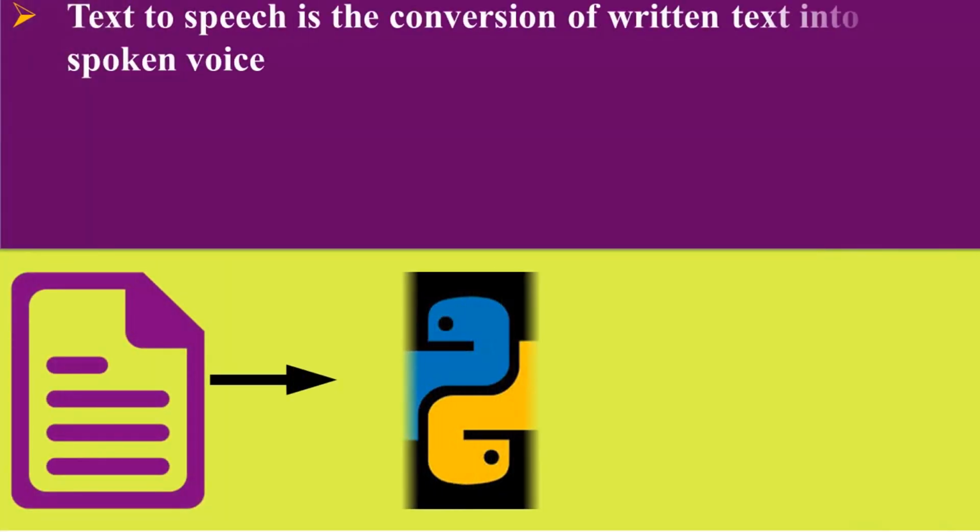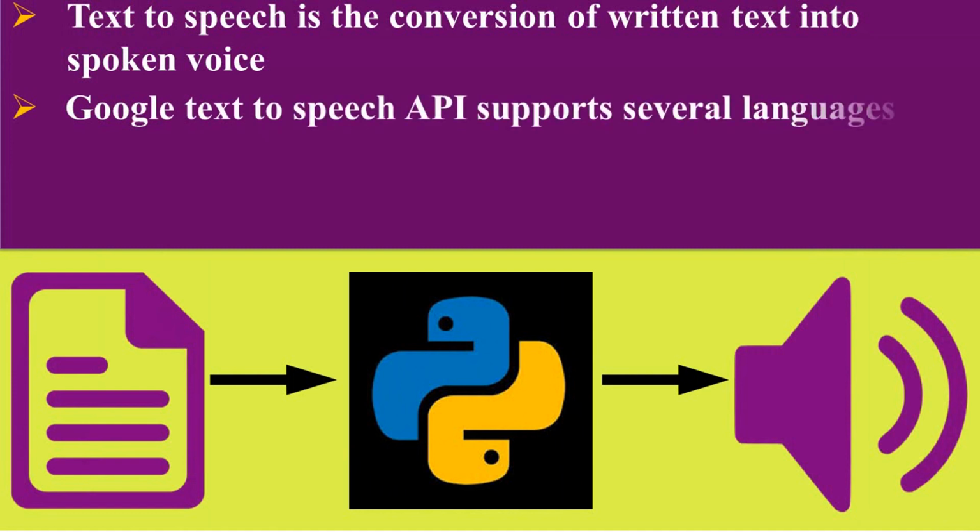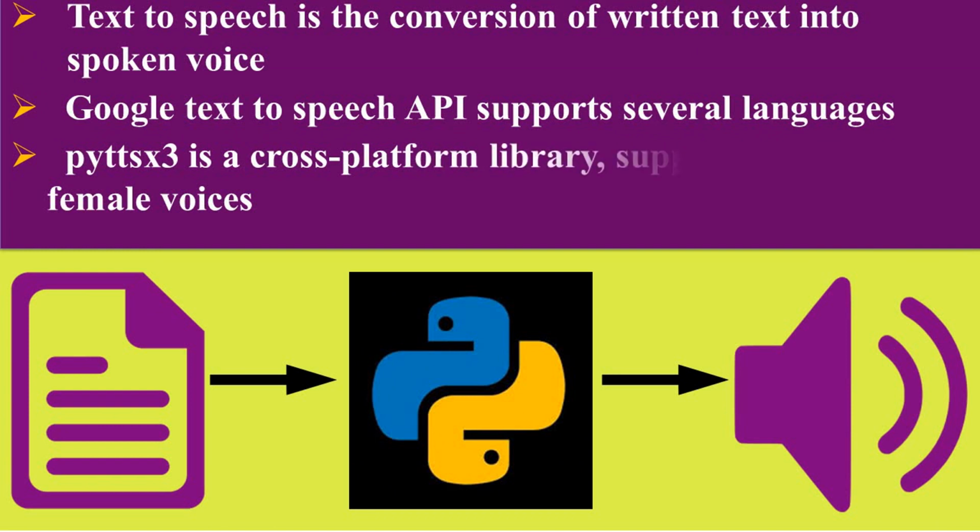Text-to-speech is the conversion of written text into spoken voice. Google Text-to-Speech API supports several languages. PyTTSX3 is a cross-platform library, supporting male and female voices.